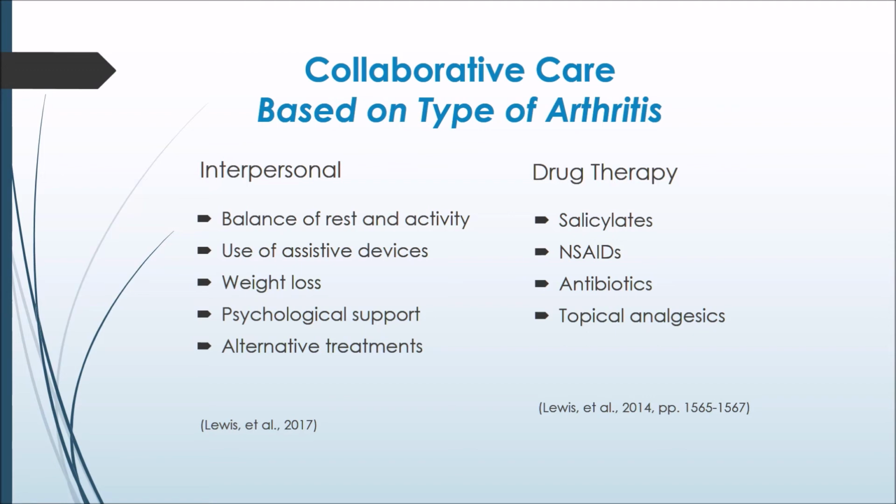Alternative therapies exist, including herbs, massage, acupuncture, transcutaneous electrical nerve stimulation, like TENS units, and also Tai Chi. For drug therapies, salicylates like aspirin, NSAIDs such as ibuprofen and naproxen, antibiotics such as doxycycline and minocycline, and topical analgesics like capsaicin cream are used to treat arthritis.